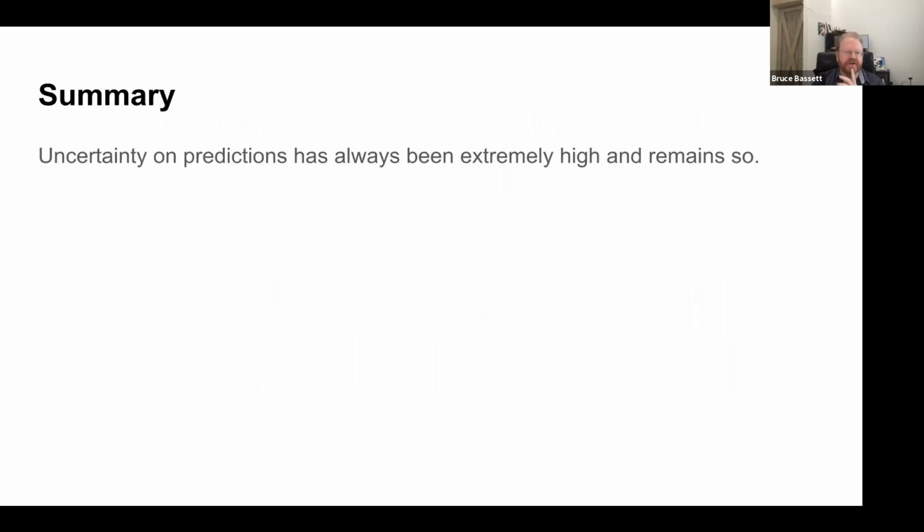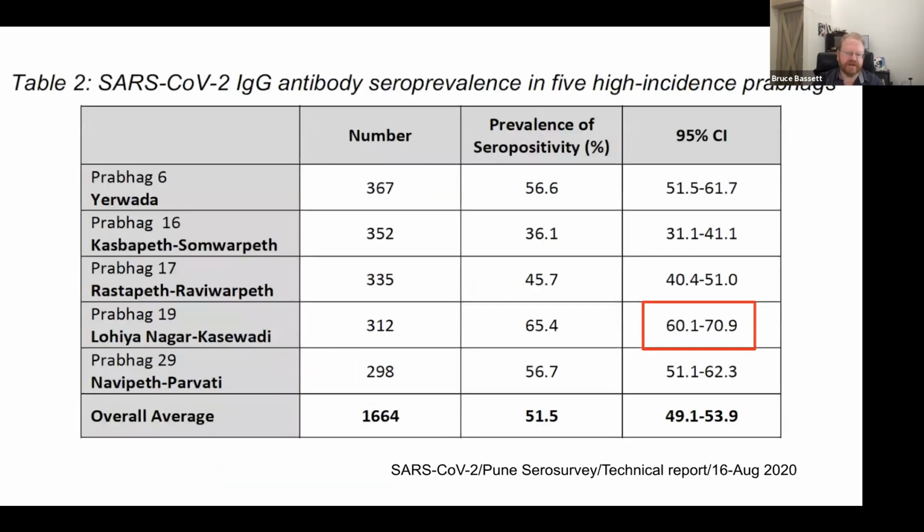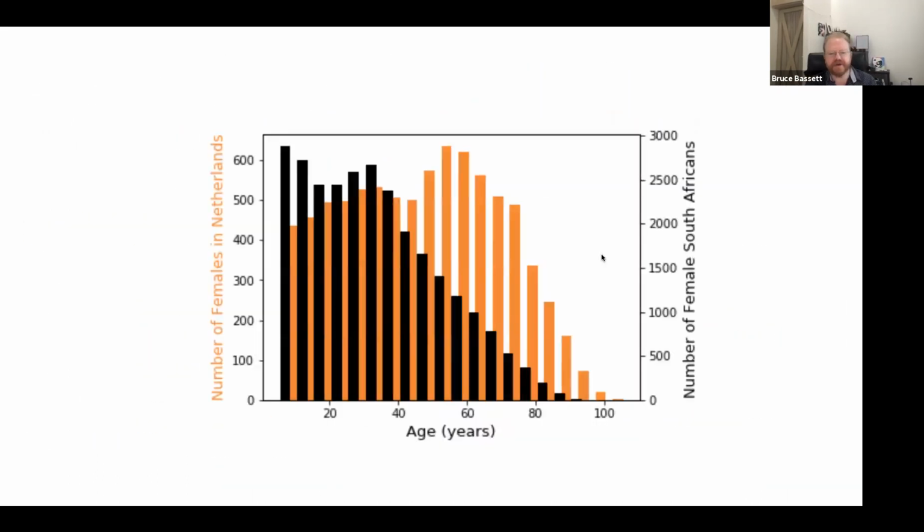I mean, I think I've got, let's just have a quick look here. Here's the demographic chart for women in the Netherlands in orange and women in South Africa. And you can see that the Netherlands has this big hump above 60 years, which is completely missing in South Africa.